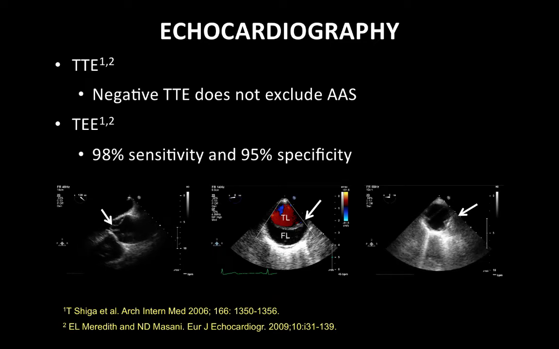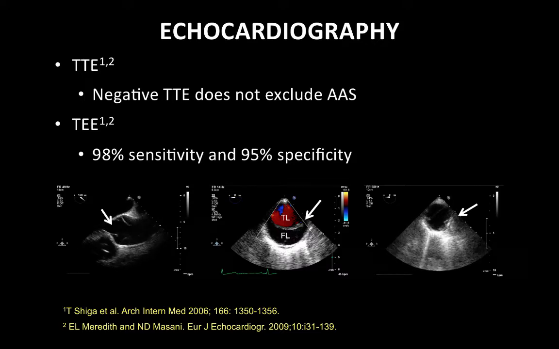That being said, a negative transthoracic echocardiogram does not exclude the presence of acute aortic syndrome because of the decreased sensitivity in evaluating the descending thoracic aorta. Transesophageal echocardiography is very accurate, with similar accuracy to CT and MR angiography. However, it does require the placement of an echocardiography probe into the esophagus, so it is a little invasive.